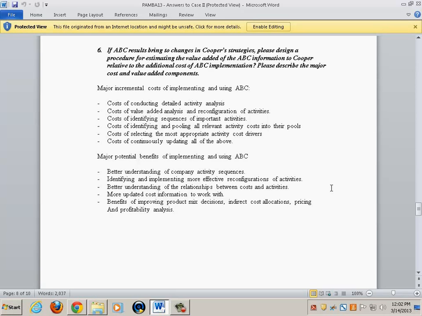Costly effort. The cost of selecting the most appropriate cost drivers. You have to put thought and analysis into what is the most appropriate cost driver for each activity. So you have to gain better understanding of the relationship between costs and activities. And it's not only which cost driver is appropriate, whether it's feasible.